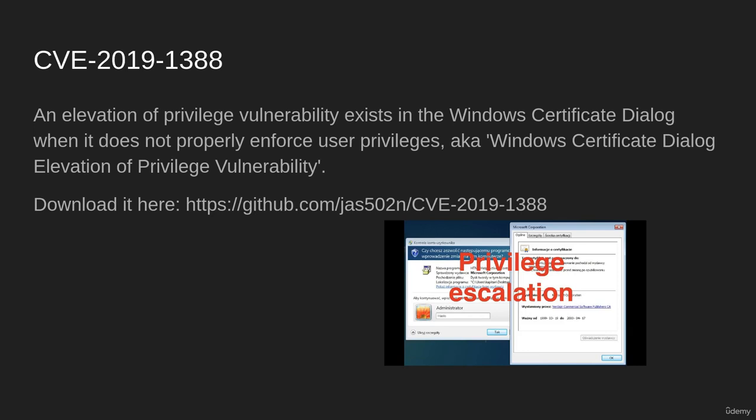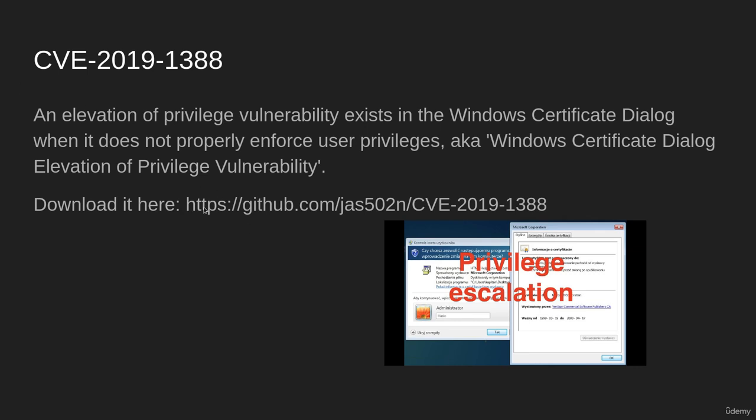In this video we are going to go over this privilege escalation, which is through the Windows certificate dialog. This Windows certificate dialog elevation of privilege vulnerability came out about 2 years ago, and you can basically do this on any Windows machine.